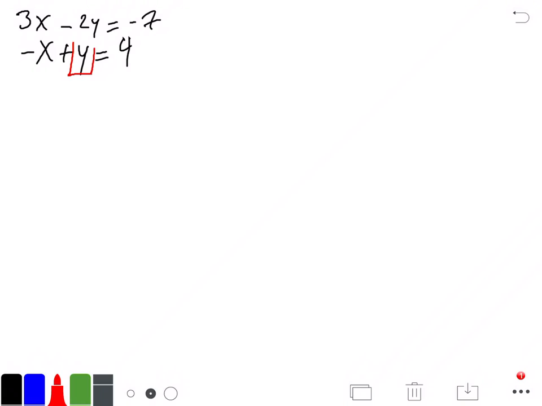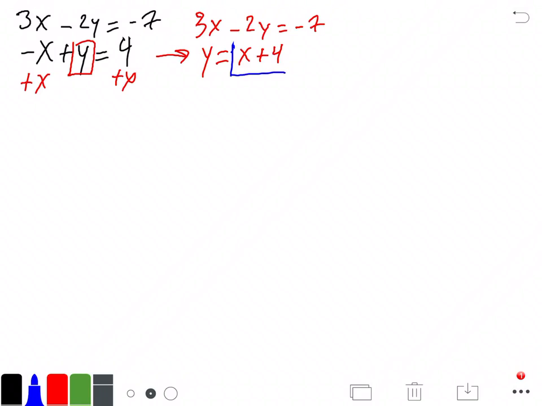In my opinion, solving this bottom one for y is the best choice because I can simply add x to each side and create an equation where y is isolated. And I can now take that value for y and I can replace it into my top equation. My value for y is x plus 4. That needs to go in for y into the top equation.